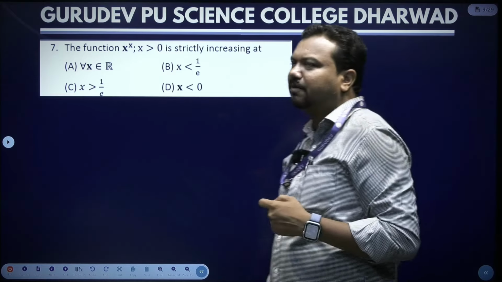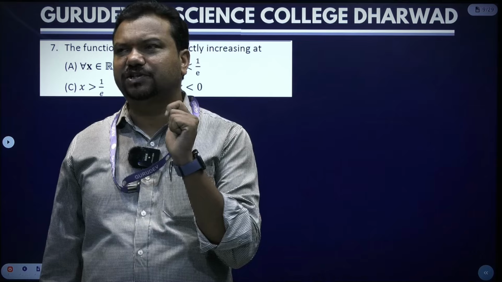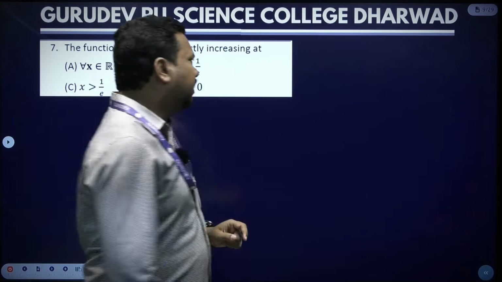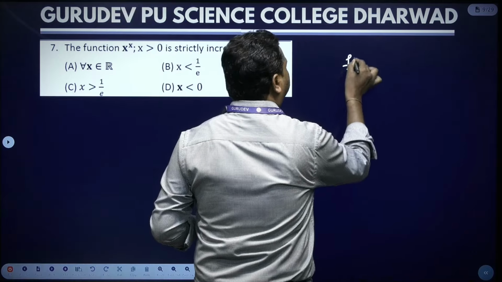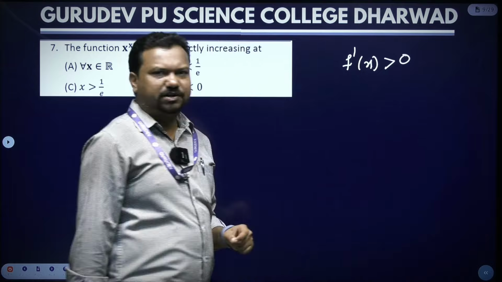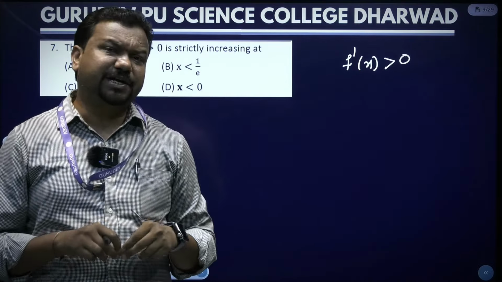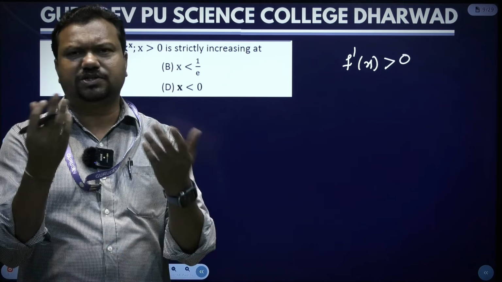Again, a question on applications of derivatives. You know that, my dear students, a function is strictly increasing if and only if f dash of x is greater than 0, correct? First derivative test. If dy by dx at any given point is greater than 0, then the function is strictly increasing.